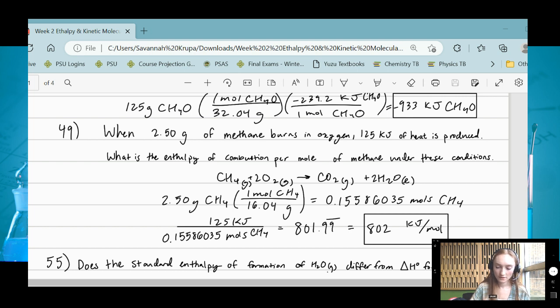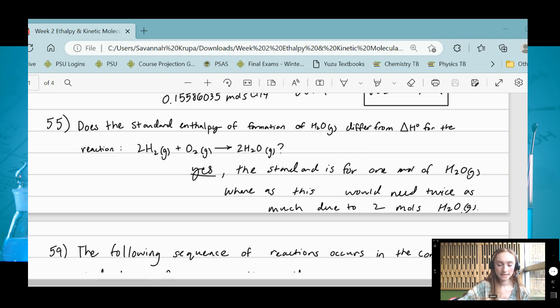Okay, so 55 says, does the standard enthalpy of formation of water in the gas form differ from the standard enthalpy change for the reaction hydrogen gas plus oxygen gas equals water? So this one is different. So the answer is yes.